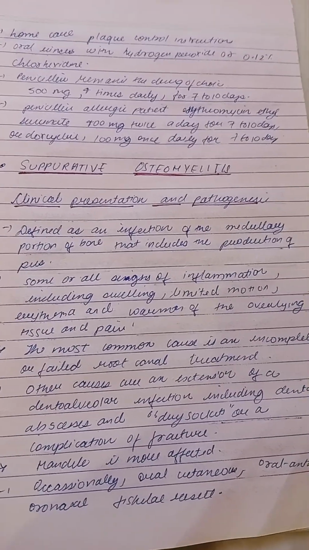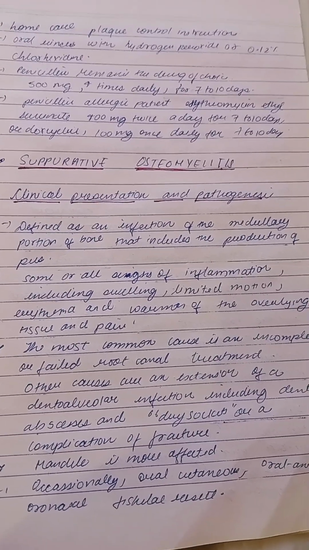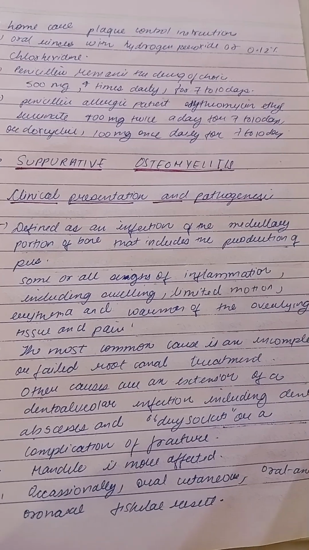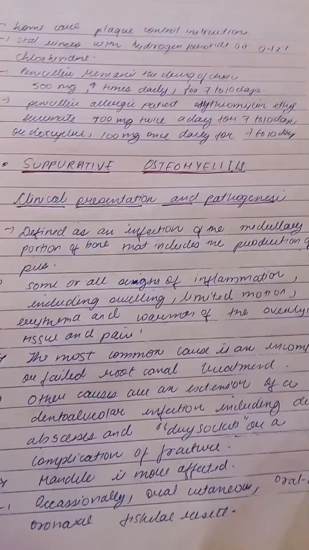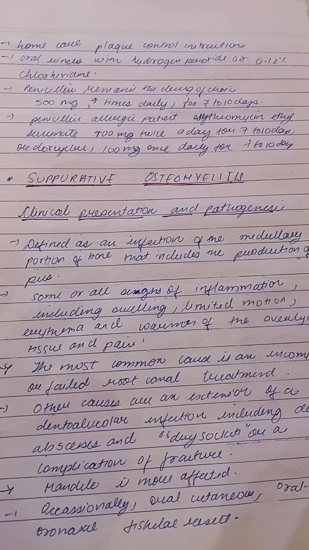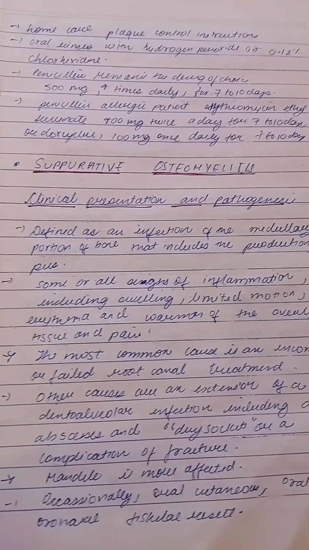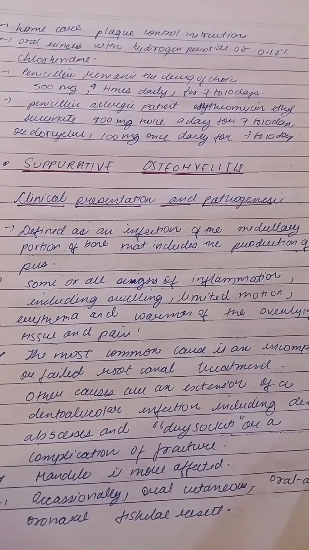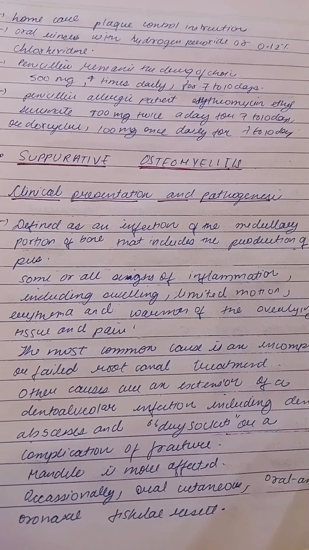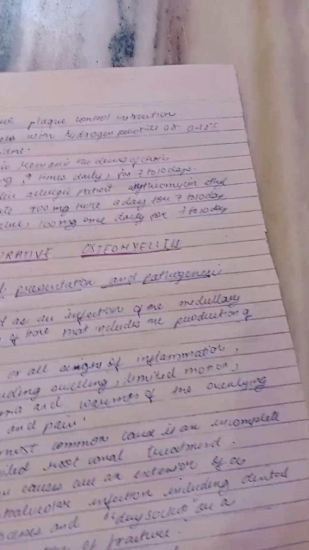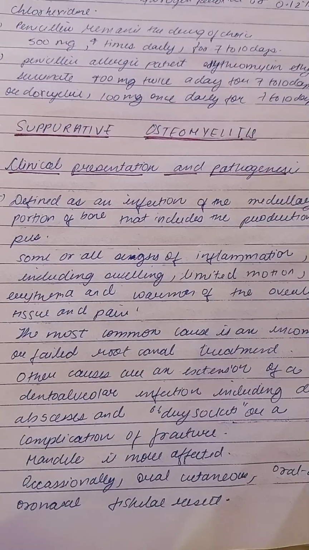Clinical presentation and pathogenesis. It is defined as an infection of the medullary portion of the bone that includes the production of pus. So it is the infection of the medullary portion and it includes the production of pus. Some or all signs of inflammation are seen, including swelling, limited motion, erythema and warmth of the overlying tissue, and pain. So all signs of inflammation are seen in suppurative osteomyelitis.